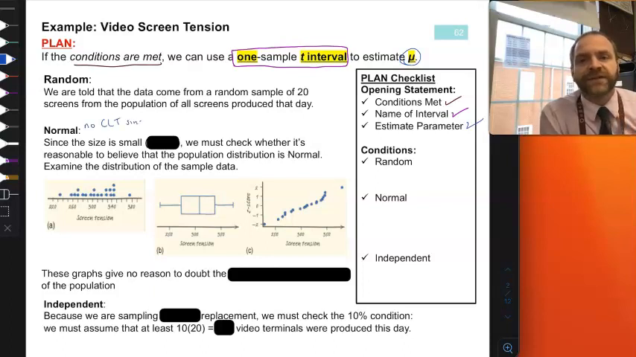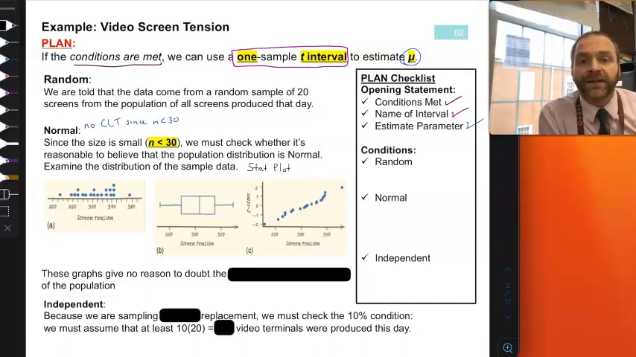Random was told to us. Now normal, we already said, sample size is less than 30. It was 20, so we cannot use central limit theorem. How sad. So what we're going to have to do is inspect the data. That's where it says you must check whether it's reasonable to believe the population is normal.